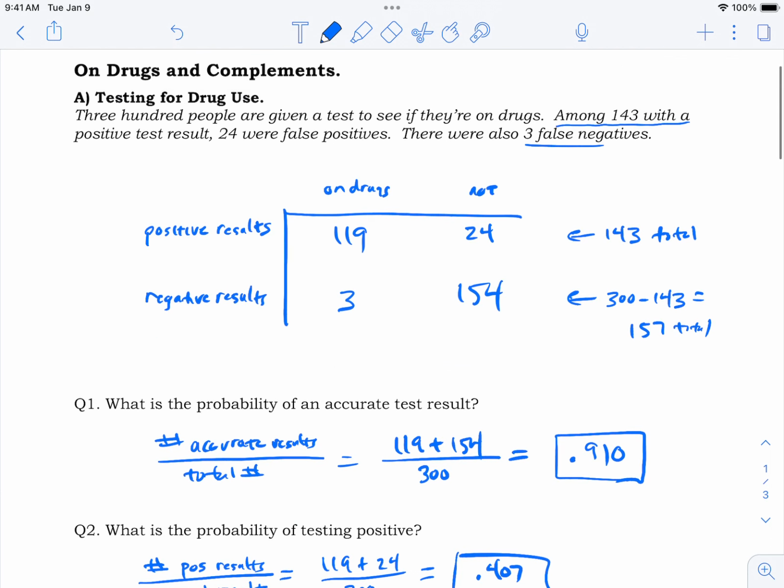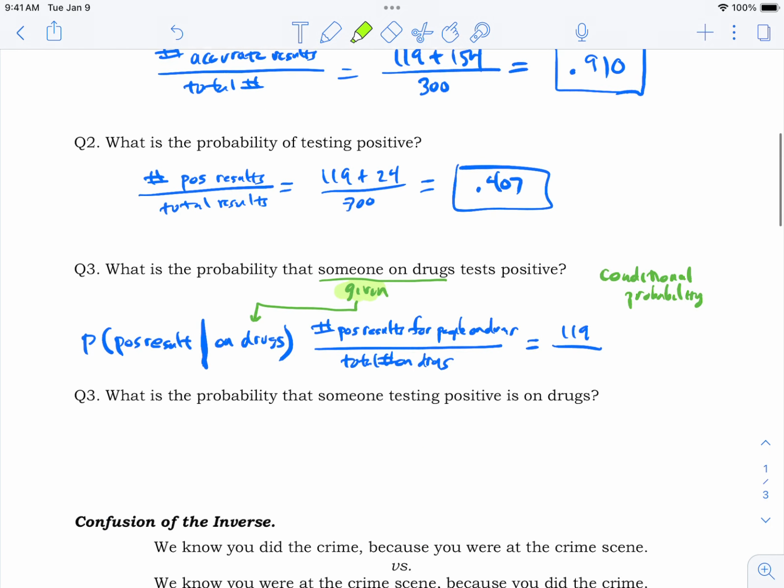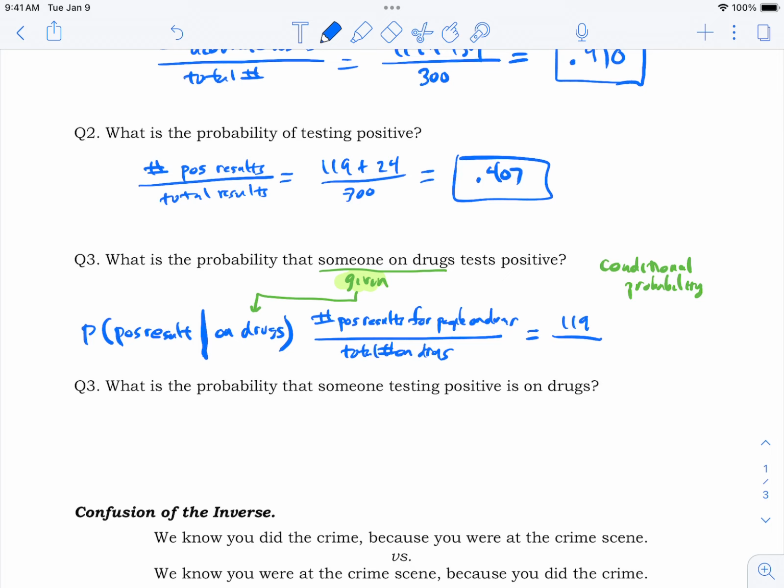Total number that are on drugs. Well, they're on drugs, right? The 119 plus the 3, which of course is a 122. And if you take the 119 and you divide it by 122 and you make a decimal out of it, you get 0.975. Holy cow, doesn't that look impressive? You want to sell this drug test, you use that number.